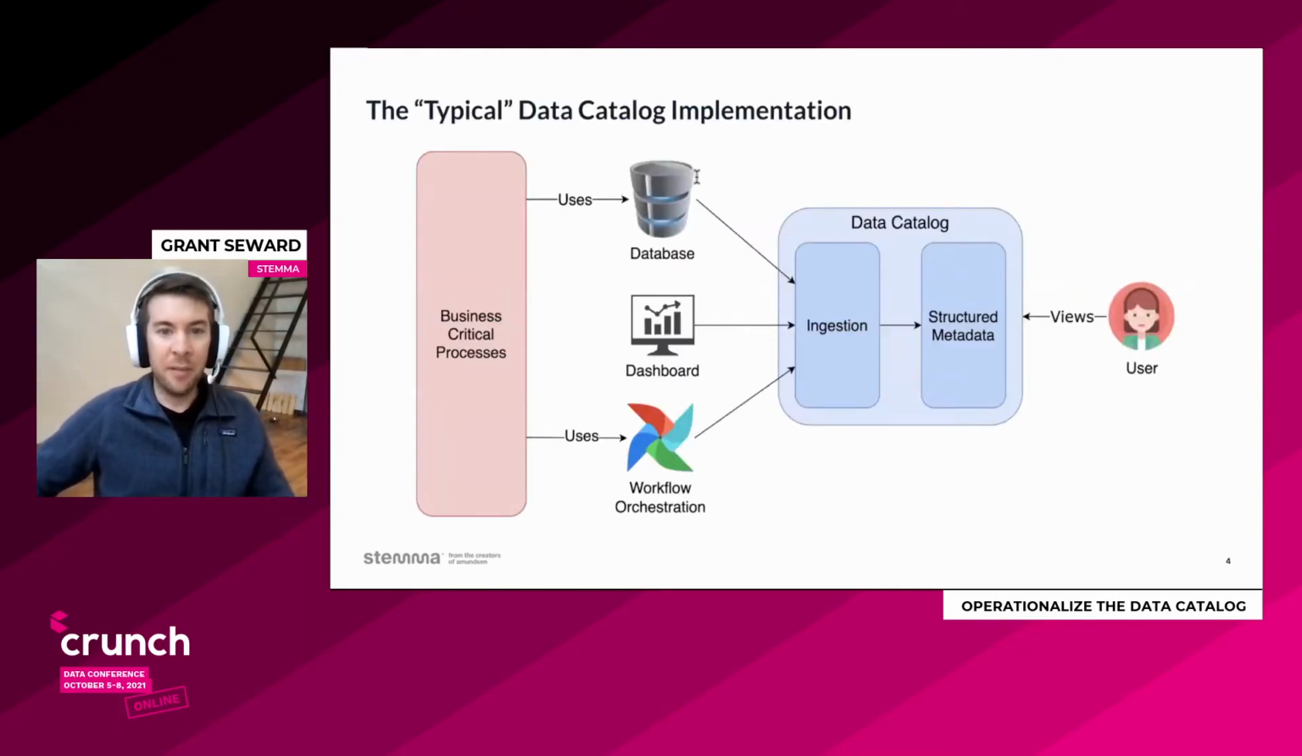Historically, data catalogs have been used asynchronously. As depicted here, business critical processes, for example, data pipelines or CICD pipelines, use databases in order to persist data, and they run on top of workflow engines that orchestrate the tasks that drive the underlying business processes. Metadata from these databases, workflow engines, dashboards, etc., are then ingested into the catalog via some push or pull mechanism, where they are then structured, indexed, and made available for users to query and to view.